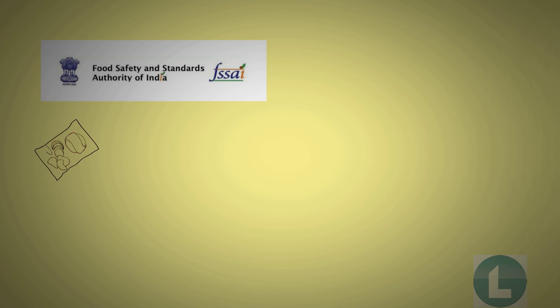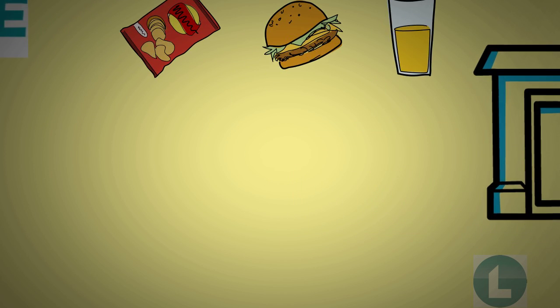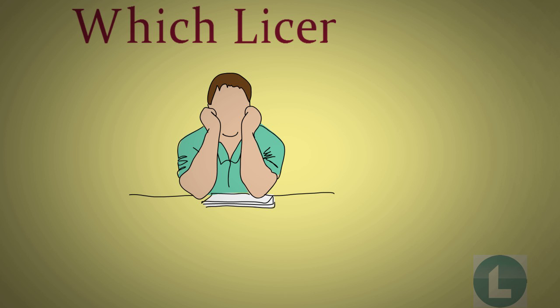The Food Standards and Safety Authority of India is the supreme authority responsible for regulating and supervising food safety. It is mandatory for all food business operators to obtain an FSSAI license. A common confusion among food business operators is which license to obtain, as there are three different kinds of FSSAI licenses.